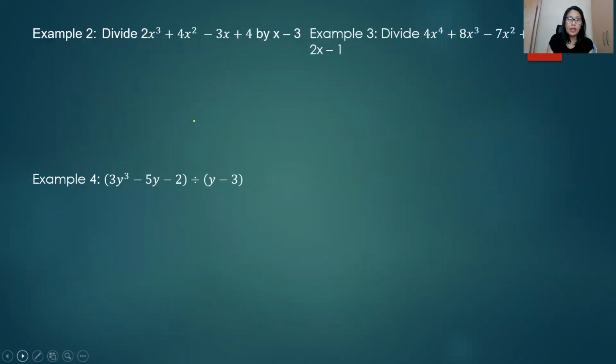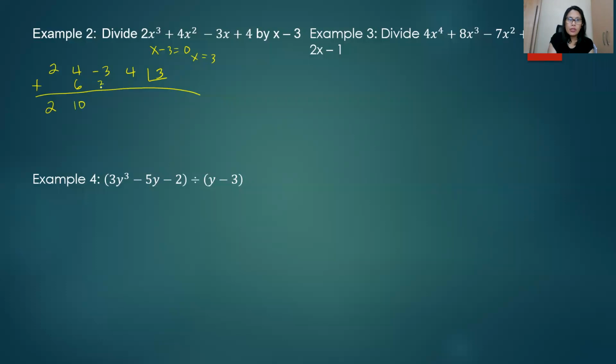Okay, another example: we have 2 here, and then 4, negative 3, 4. We just write down the coefficient of each term. And then x minus 3 equals 0, therefore x equals 3. So this will be 3. And then we'll bring down 2 times 3. So we have 6. Everything is addition here. So 4 plus 6 is 10.